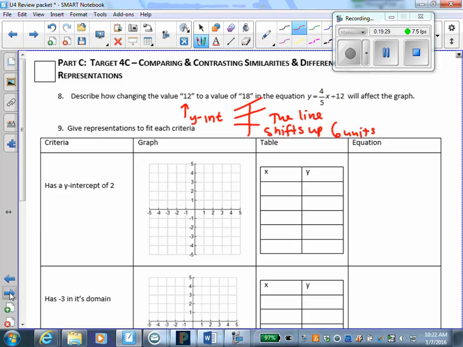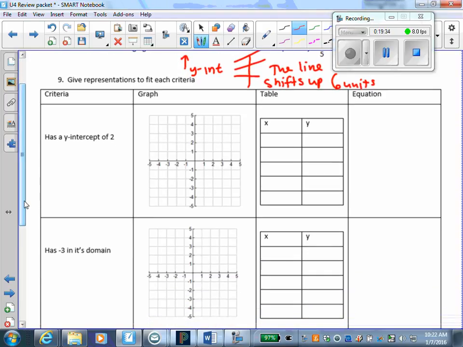Give representations to fit each criteria. So we want something that has a y-intercept of 2. I need to make a graph, a table, and an equation. So I'll start with x at 0, y has to be 2. I can decide how I want my pattern, and I'll keep it easy and say that it's changing with a slope of 1. So when x goes up 1, y goes up 1. So 1 and 3, 2 and 4, and then 3 and 5.